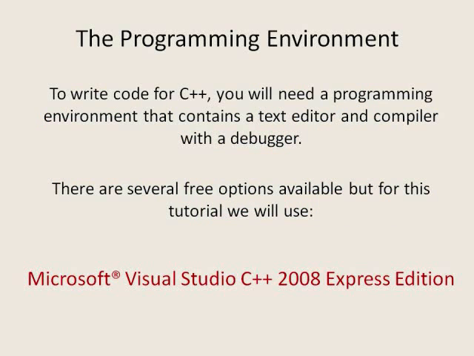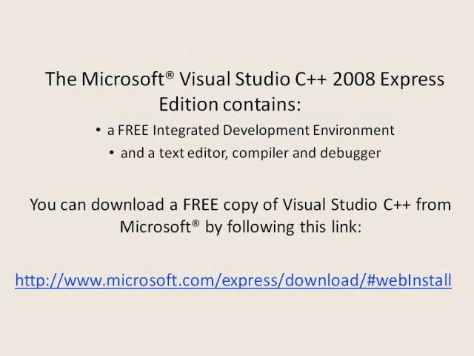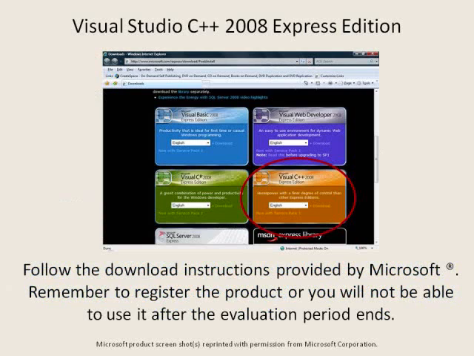To write code for C++, you will need a programming environment that contains a text editor and compiler with a debugger. There are several free options available, but for this tutorial we will use Microsoft Visual Studio C++ 2008 Express Edition. Microsoft Visual Studio C++ 2008 can be downloaded free from their website at www.microsoft.com/express/download/webinstall. Once you're at their website, follow the download instructions provided by Microsoft by clicking on Download and then clicking on Run to install the program.